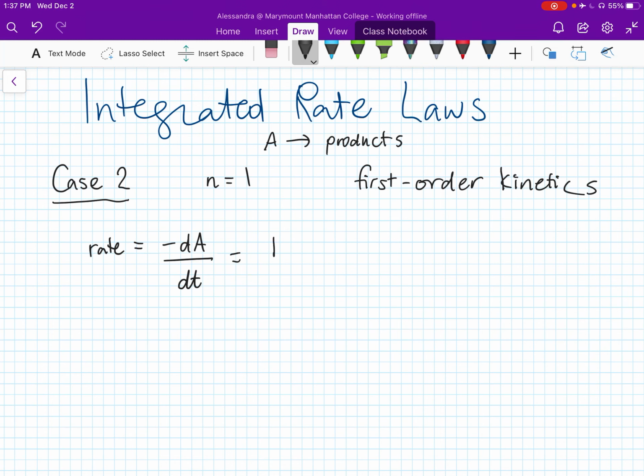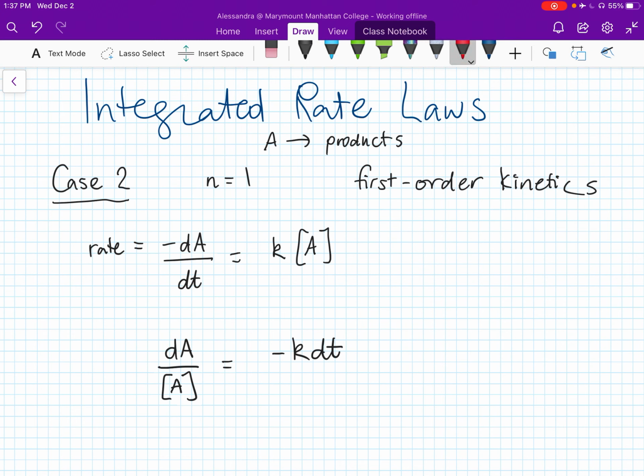And the rate law for first order kinetics is the rate constant times the concentration of A raised to the power of n, which in this case is just 1. So now I'm going to collect all the terms that contain A on one side. So it's going to become dA over A. And the other terms I want to put on the other side. So that's going to become minus k times dt. So I'm rearranging it, and then I'm going to integrate it.